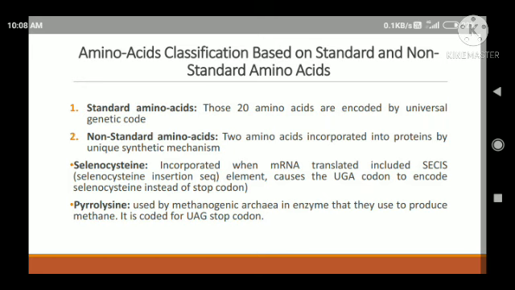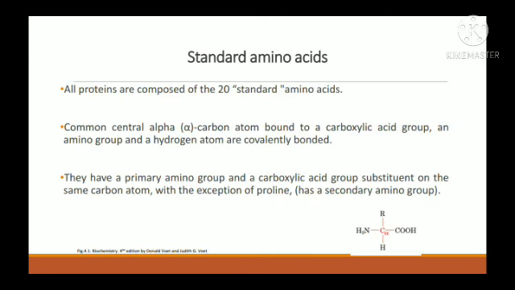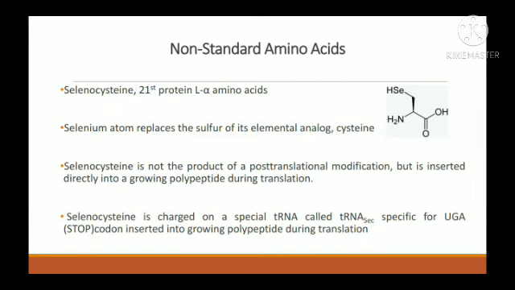Others are non-standard, which are not incorporated inside our protein. Non-standard amino acids are selenocysteine and pyrrolysine. Standard amino acids are 20, which carry the alpha chain and have the alpha carbon in their chain. The general structure, as I explained in the previous lecture, is the same. Now it's time for the non-standard amino acids.